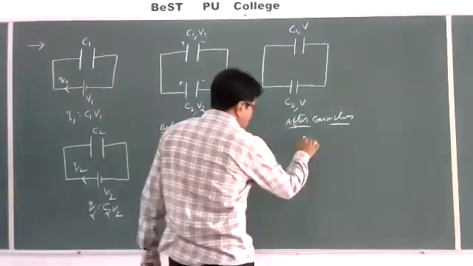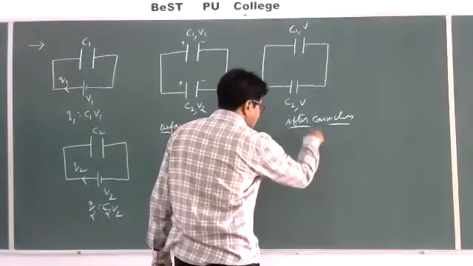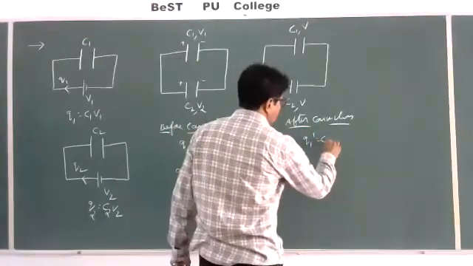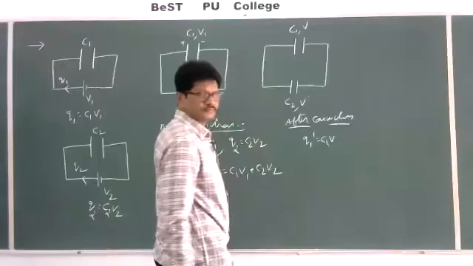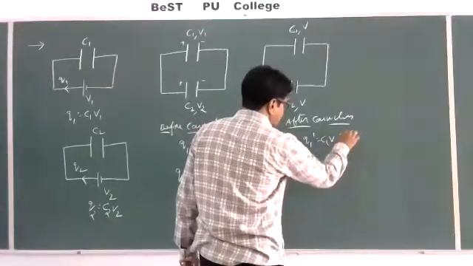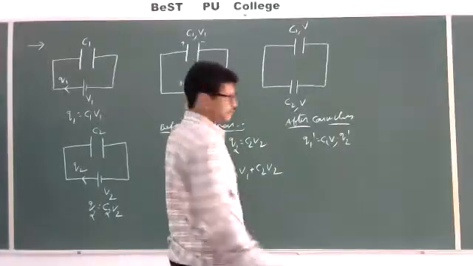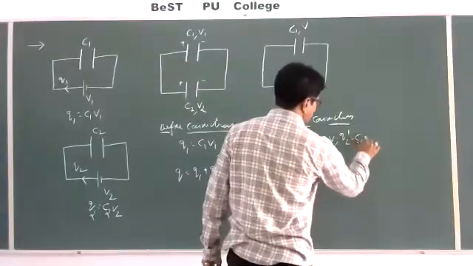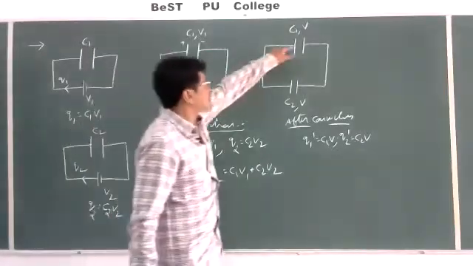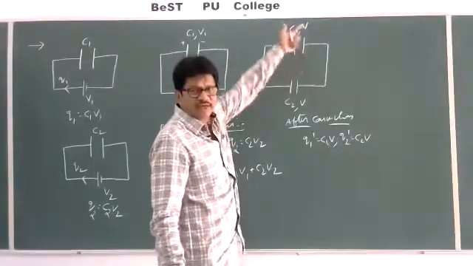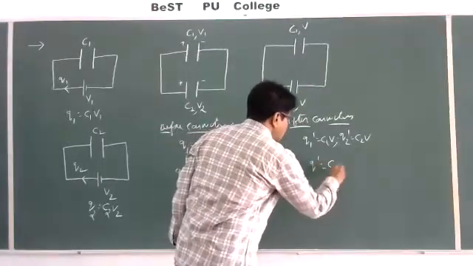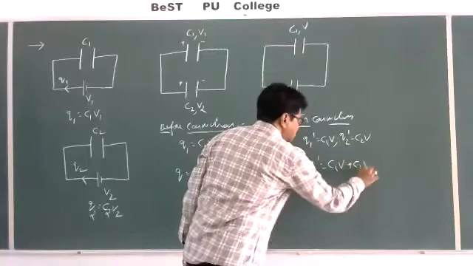Then after connection, what is the new charge of the first capacitor? Q1 dash. What is the Q1 dash value? C1V. What is the new charge on the second capacitor? Q2 dash. Q2 dash is equal to C2V. After connecting, the total charge Q dash is equal to C1V plus C2V.